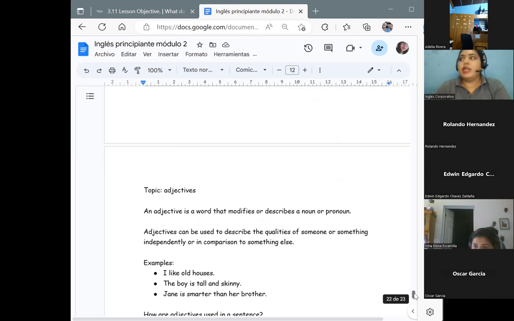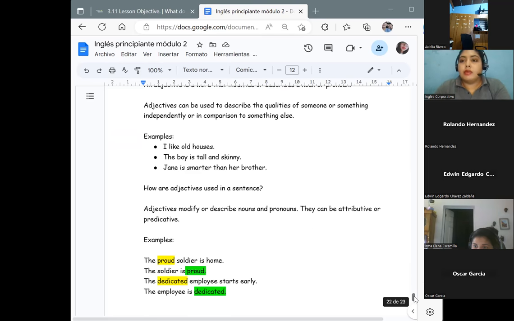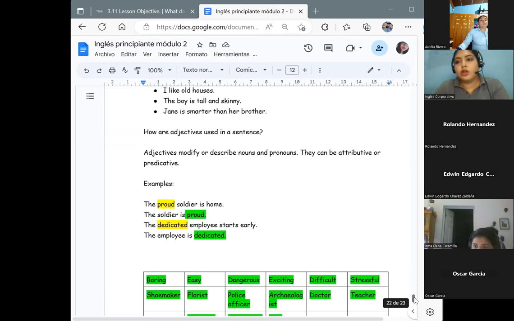And this one is the topic of the adjectives. Estuvimos viendo qué son los adjetivos, para qué los utilizamos. Algunos ejemplos, ¿verdad? Tenemos dos tipos de adjetivos, que es el que se utiliza, ¿verdad? El attributive o el predicative, en el cual vemos que uno se utiliza antes del nombre y el otro después del nombre.